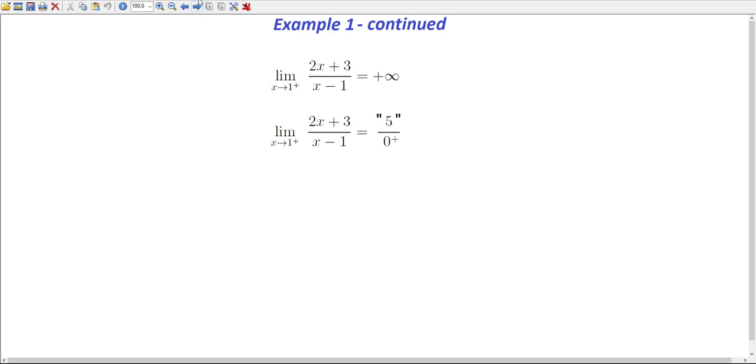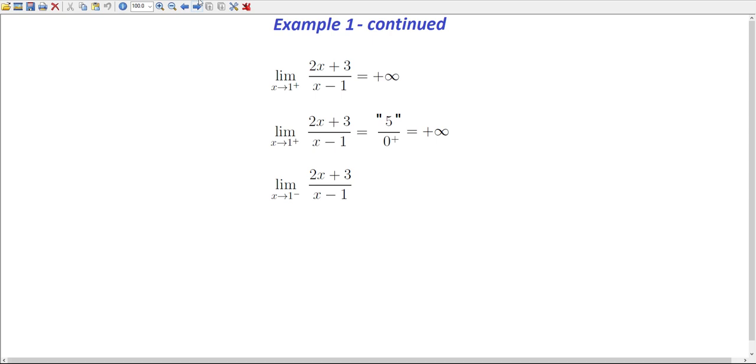So we have a number that looks like 5 divided by a very small positive number, which is going to be a number large in magnitude. And since both the top and the bottom are positive, the ratio is positive, which means our limit is plus infinity. If we now look at the limit as x goes to 1 minus, this is values of x approaching 1 but from below, less than 1.